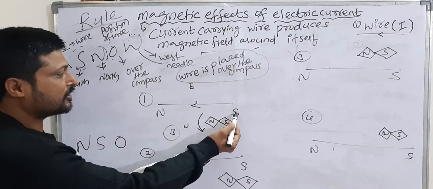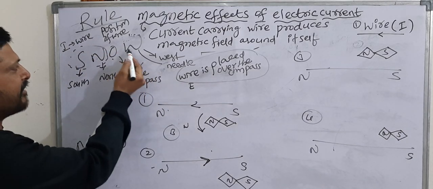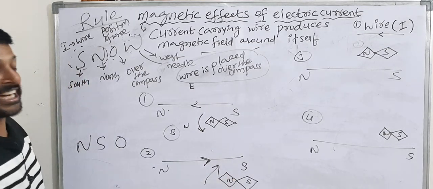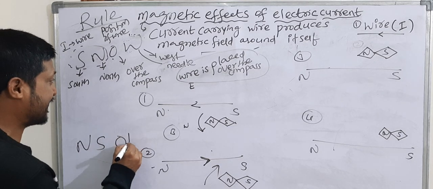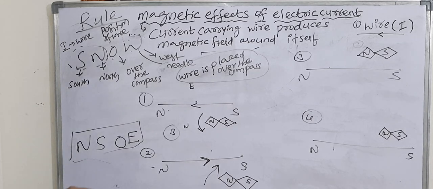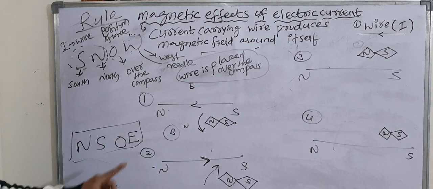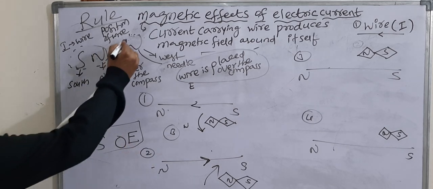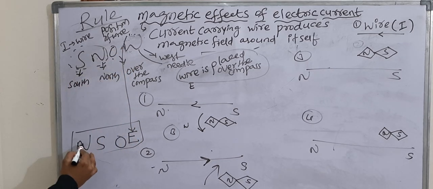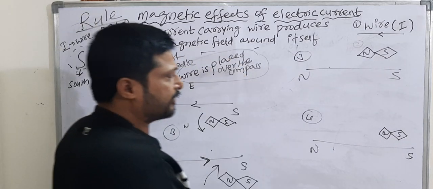See here, if current flows south to north, the needle deflects towards west. Remember this one. Here, the direction of current is reversed. So, the needle direction also reversed. So, it is east. That means if current direction is reversed, direction of deflection is also reversed.